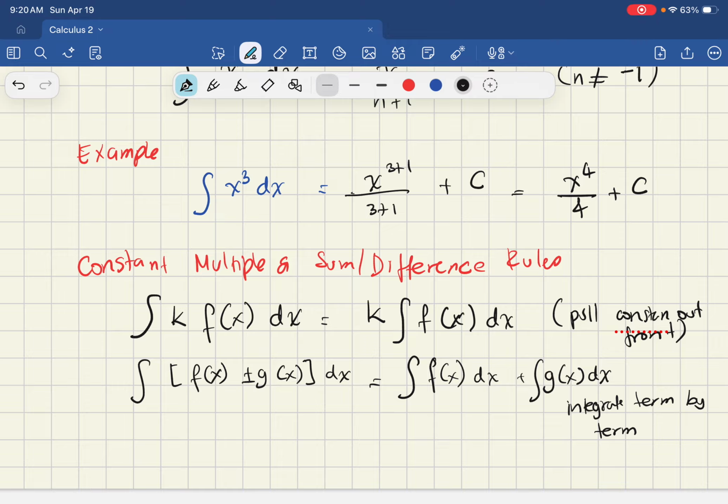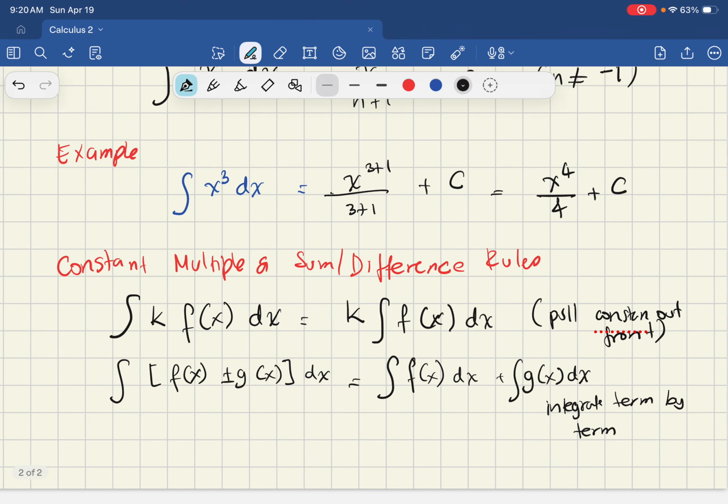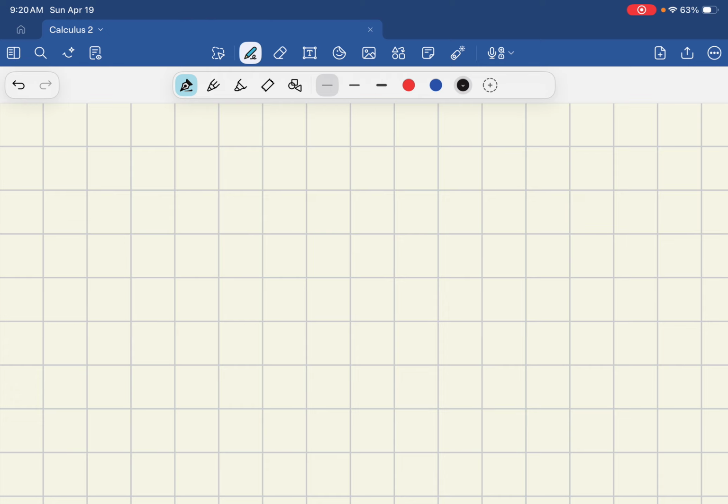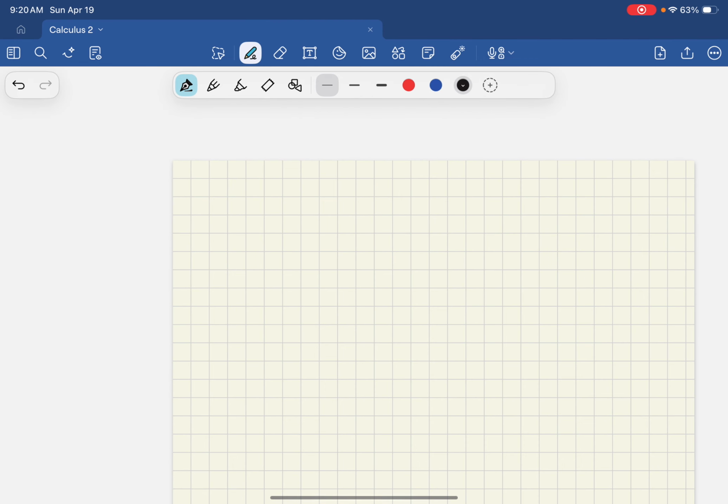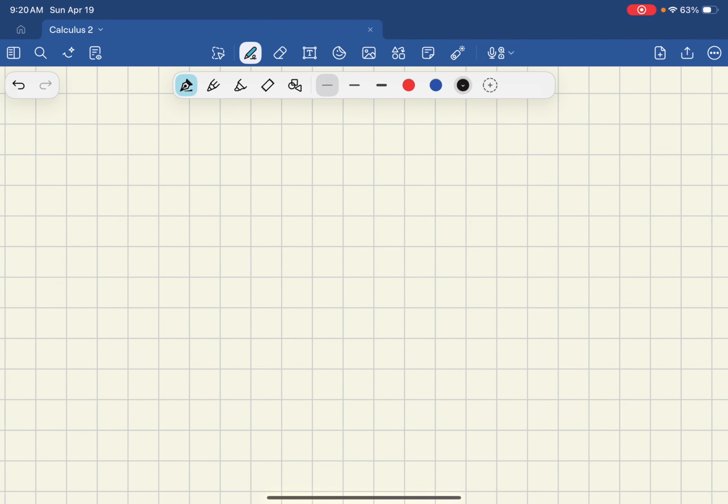So in plain English, what we're saying is that the constants can be pulled out in front, and you can break up a sum or a difference and integrate each piece separately. So now let's do a quick example.